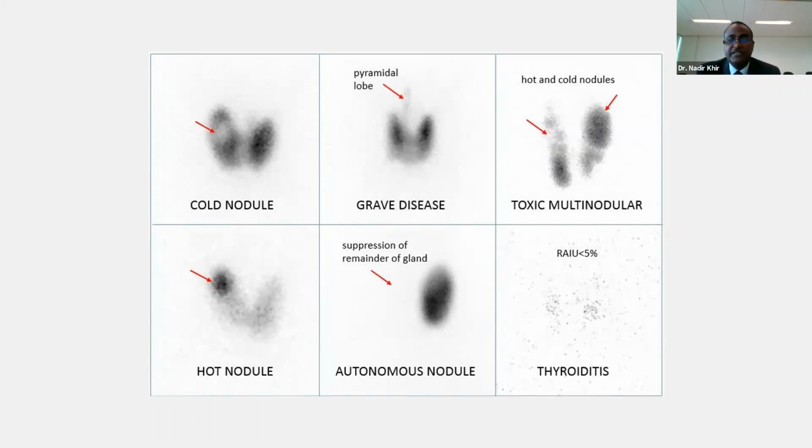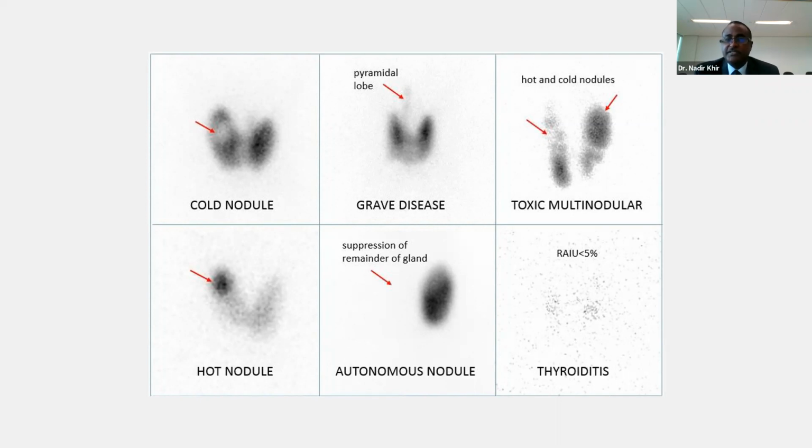In hyperthyroidism, sometimes we need to do a thyroid uptake and scan, usually to differentiate between Graves' disease, toxic multinodular goiter, hot nodules, and thyroiditis. When we are not sure, we do this test. It's not routinely done for every patient. It's just a few patients that we select and send for thyroid uptake and scan.